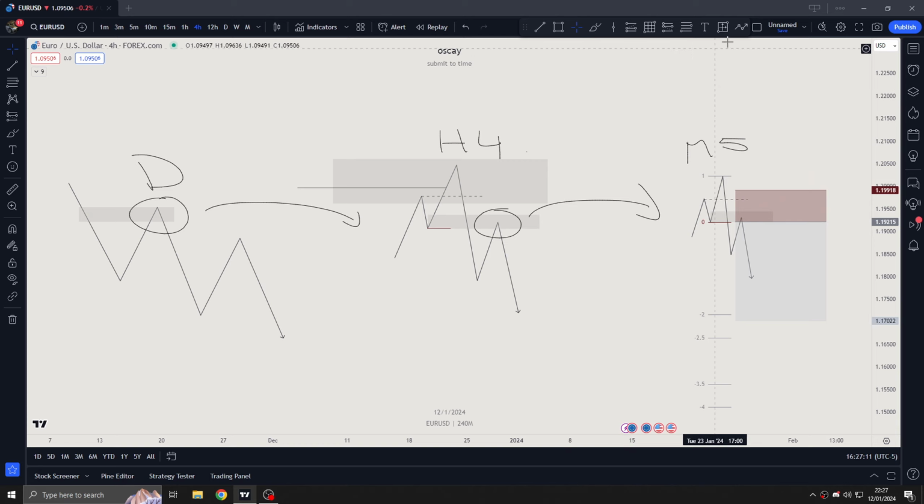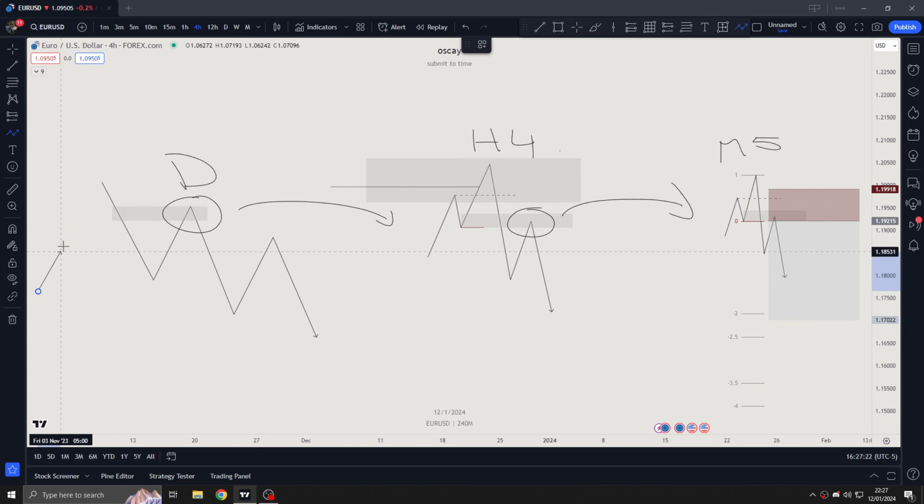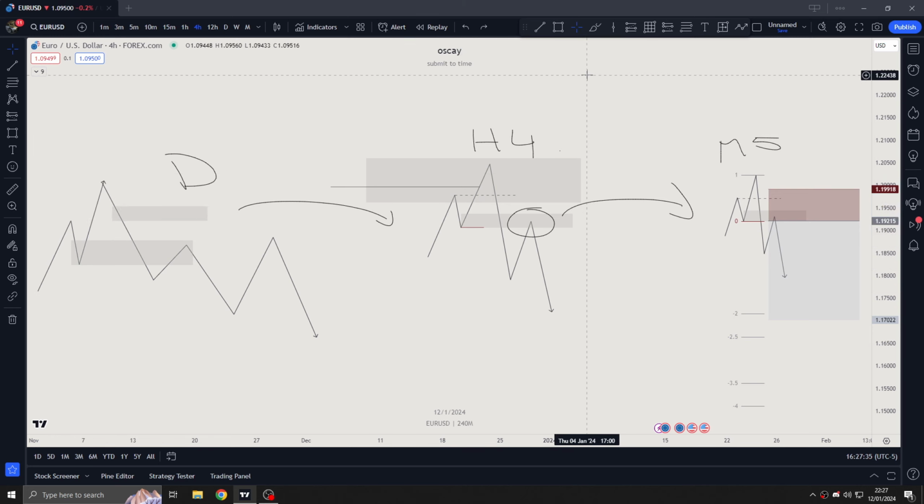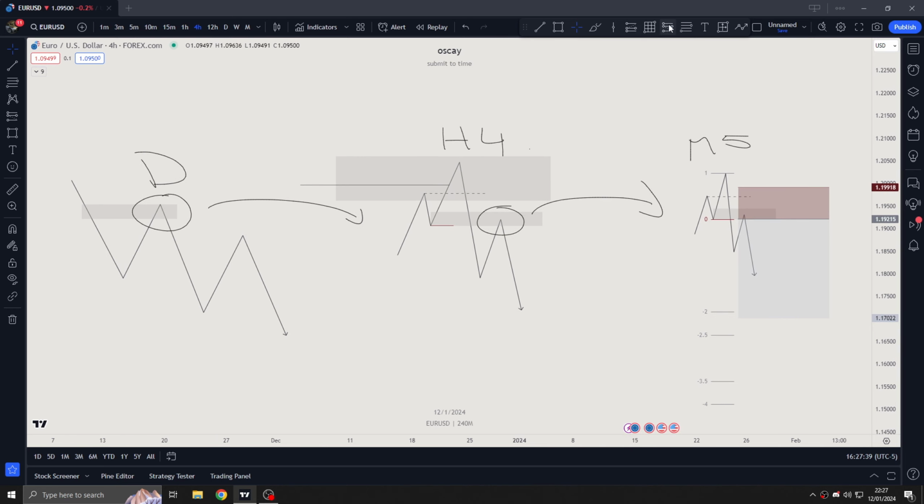It is that simple, even on a daily time frame. When we have the daily doing a market structure shift like this, and we have a breaker here, you can even apply it like this. You can even make them all breakers. It doesn't matter how. You just gotta understand the price moves from internal to external.